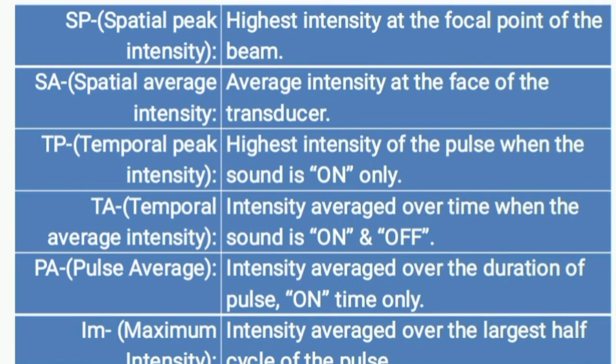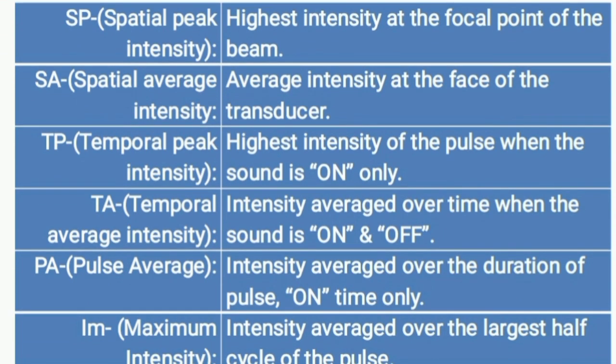You can measure intensity as explained in this table. Spatial peak intensity is the highest intensity at the focal point of the beam. You have the spatial average intensity, which is the average intensity at the face of the transducer. We have the temporal peak intensity, and that is the highest intensity of the pulse when sound is on only. Temporal average intensity is the intensity averaged over time when sound is on and off.